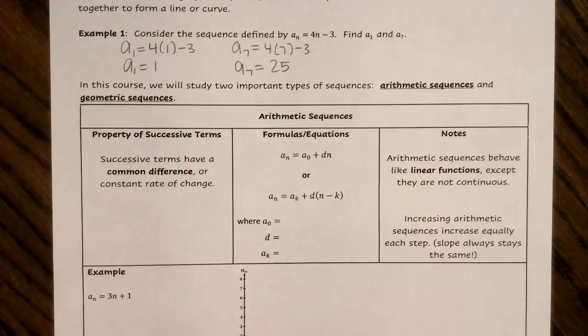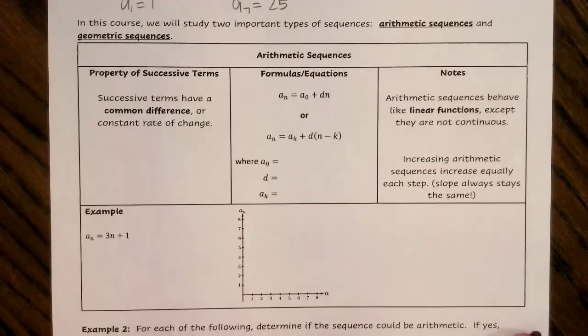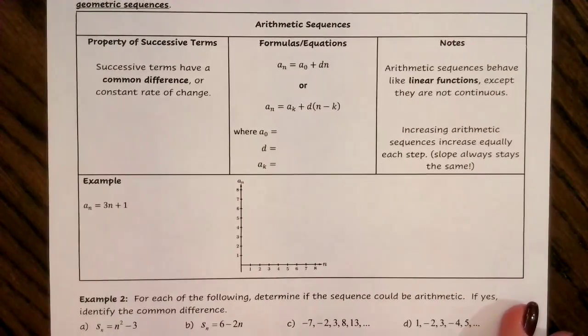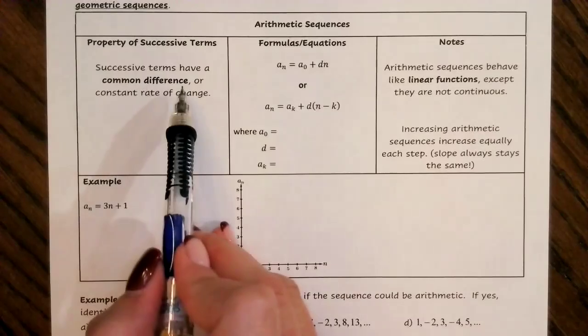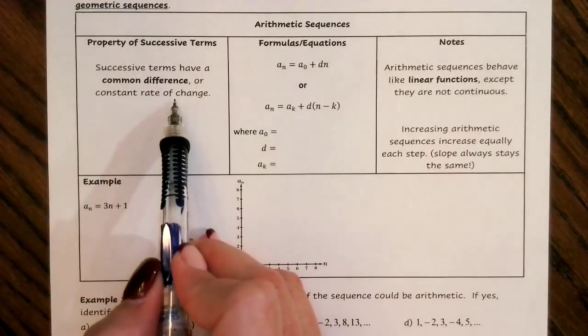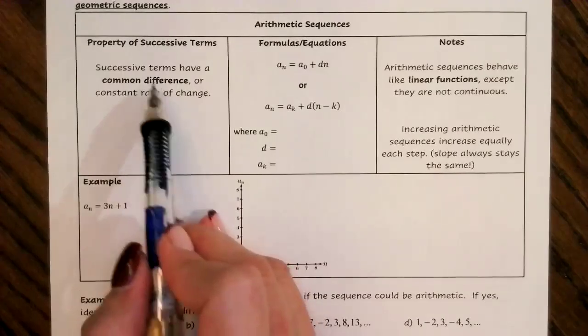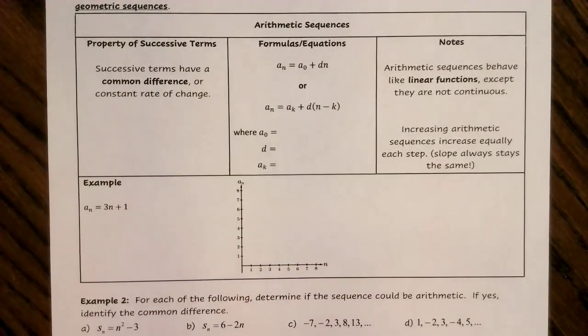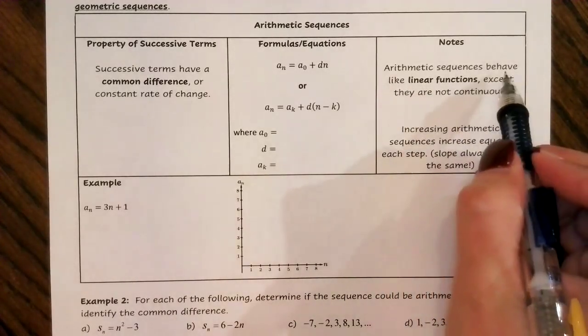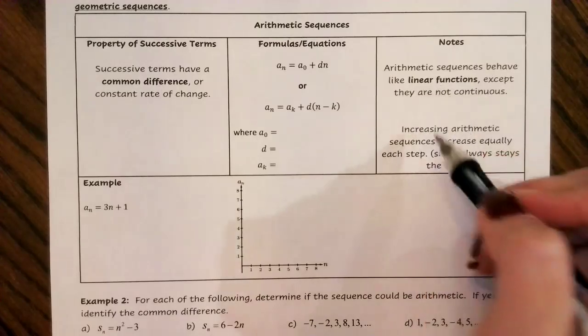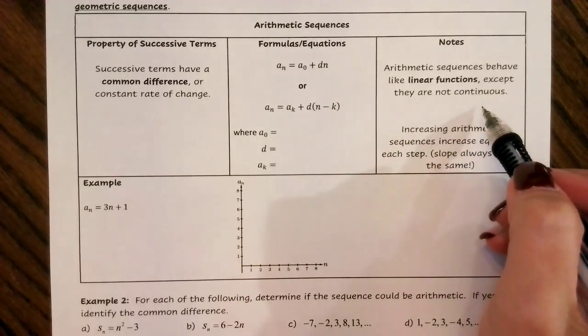All right, in this course, we're going to study two important sequences. That's arithmetic and geometric. And so we're going to start with arithmetic sequences. And so for successive terms, it tells us it has a common difference or a constant rate of change. And so when you hear that constant rate of change or common difference, you should think about your linear functions because those also have a common difference or a constant rate of change. Now, the difference again is that we are not connecting those points.